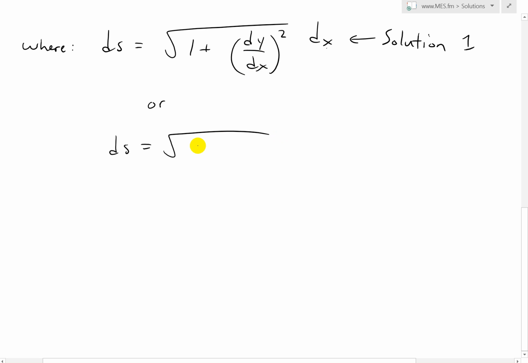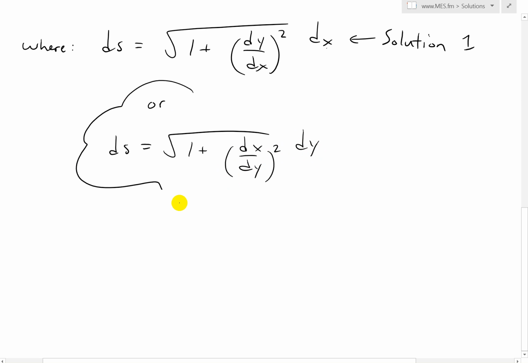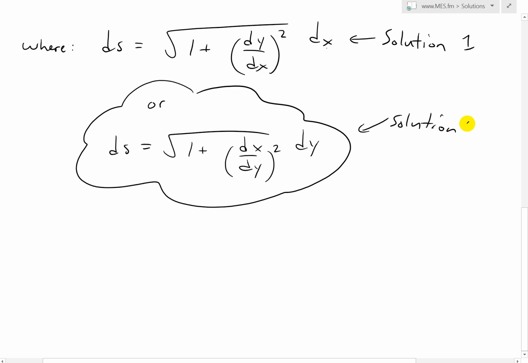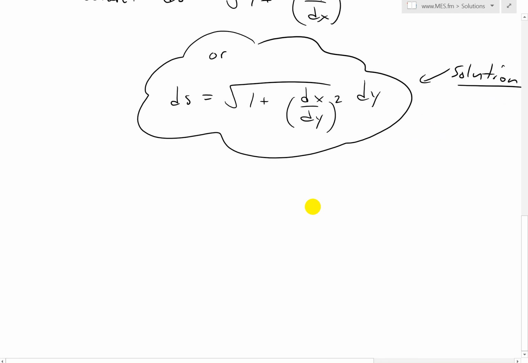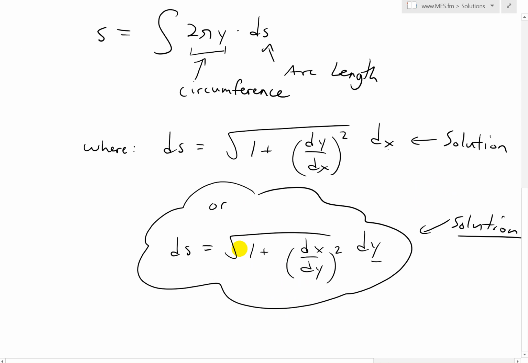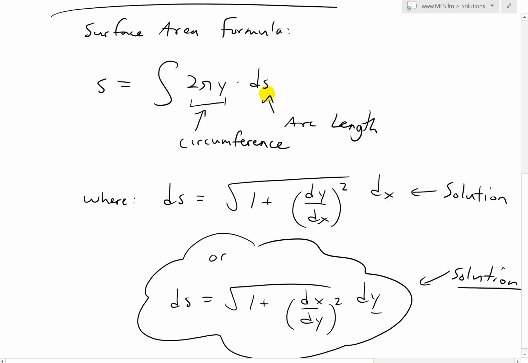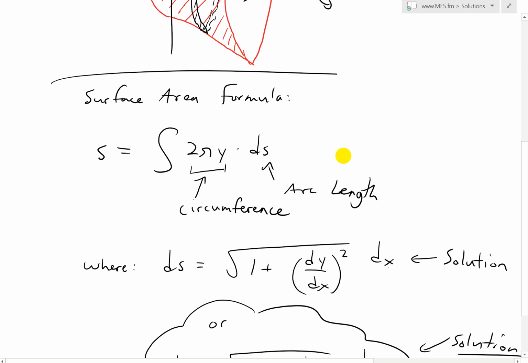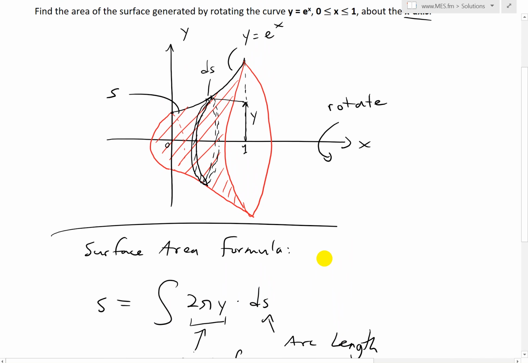If you rearrange this, you'll basically get the square root of 1 plus dx over dy squared, dy. This is what we'll use in this video, so I'll call this solution 2, and we'll solve this using this and write everything in terms of y. This one's already in terms of y, so since we're working in terms of y, the integral we're going to be taking is going to be from this part right here. I'll just erase this.